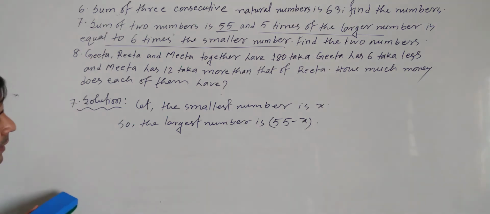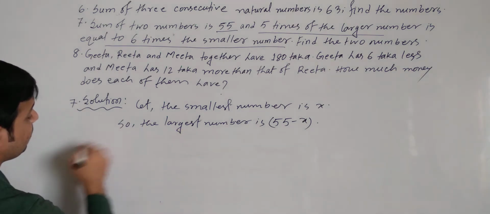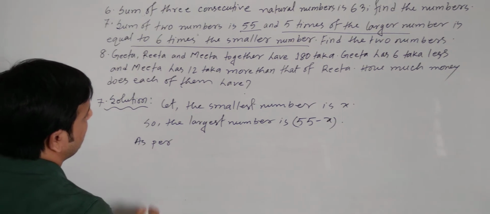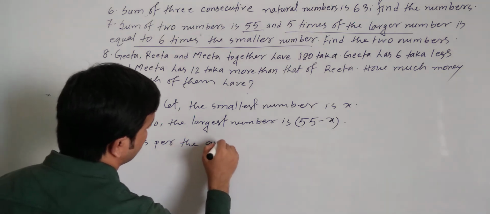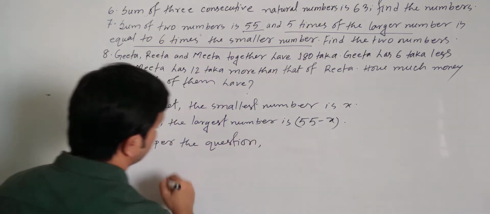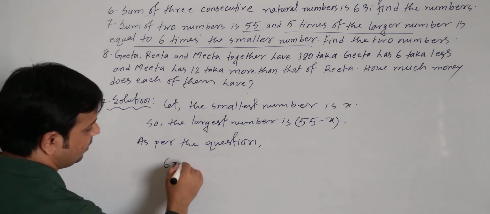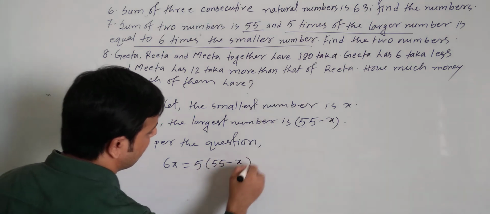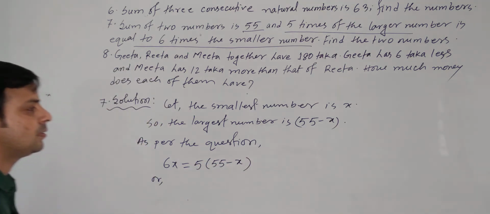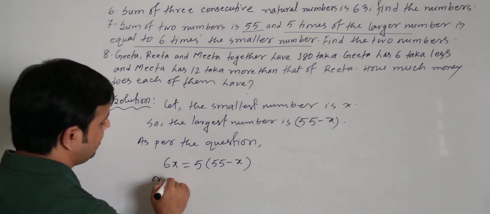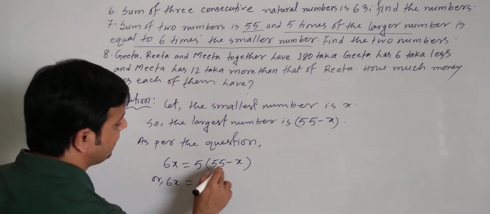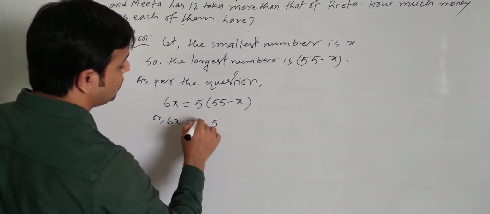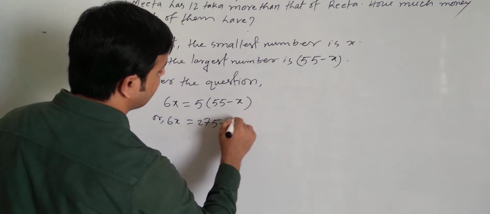Okay dear students, now see. As per the question, 6 times of smaller number will be equal to 5 times of larger number, that is 55 minus x. Now solve the equation. Here this is 6x and multiply this by 5. 5 5s are 25, 5 5s are 25 and 2, 275 minus 5x.